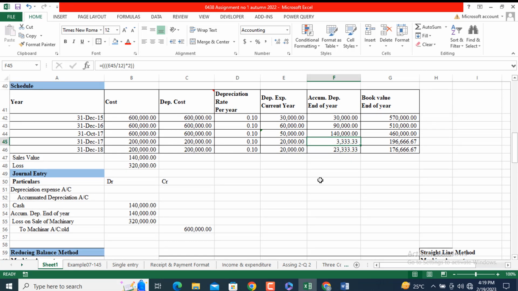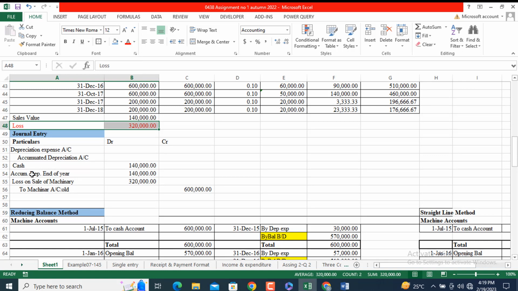So if we will get 320,000. So here is the increase. We are going to determine the loss. Again the same method. This is our book value 460,000, sale value 140,000. Subtract it from the book value, we will get the loss 320,000. I am going to mention it with the red line or red color.